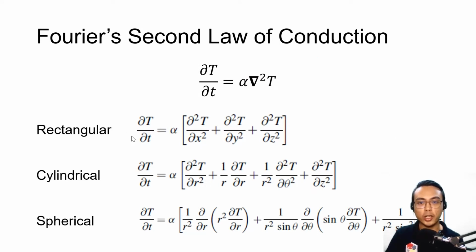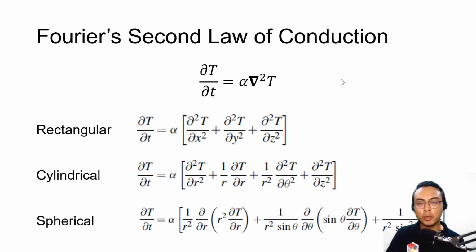For the rectangular coordinate systems, we have this equation. That is, the time derivative of temperature is equal to the thermal diffusivity multiplied by the second derivative of temperature with respect to x plus the second derivative of temperature with respect to y and the second derivative of temperature with respect to z. And these are also the same equation in cylindrical and spherical coordinates. So far, we have encountered two equations regarding conduction, Fourier's first law and Fourier's second law. Okay? For the derivation of temperature profiles, we are going to use the Fourier's second law.